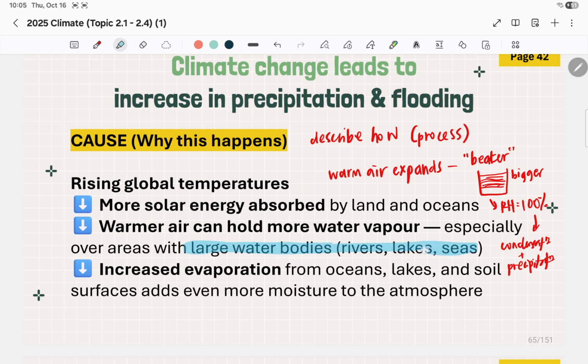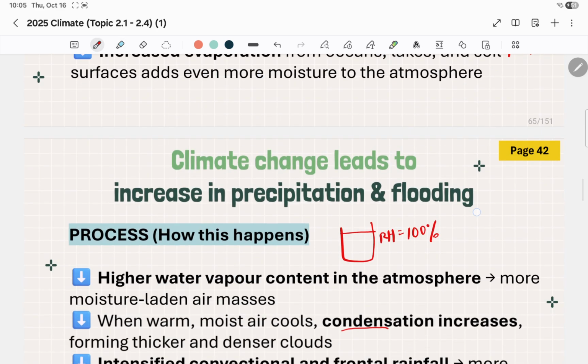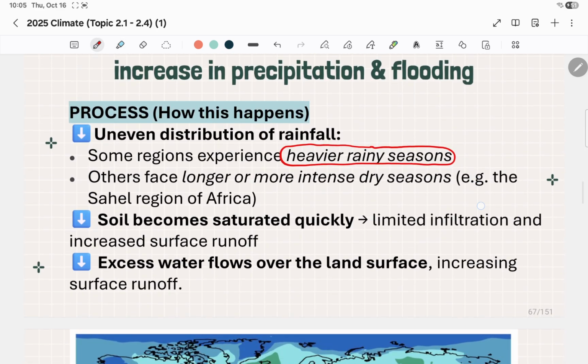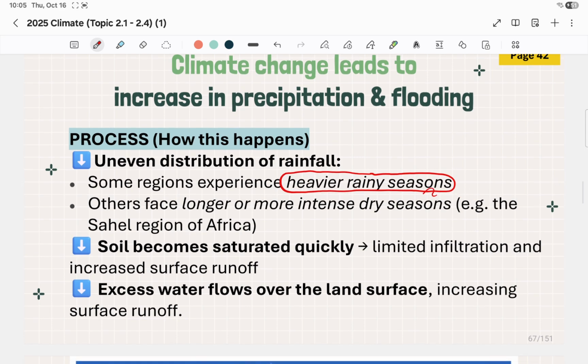Okay, so this area here depends on whether this place has large water bodies. But if you are in this place over here that doesn't really have a lot of water bodies to begin with, right, so this place will end up having a longer or more intense dry season. Okay, so let me show you some pictures in a short while.